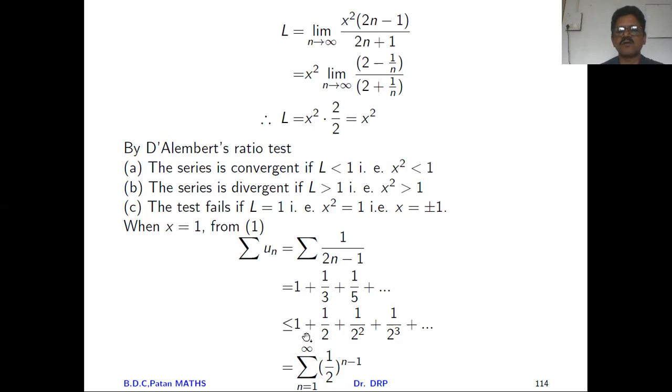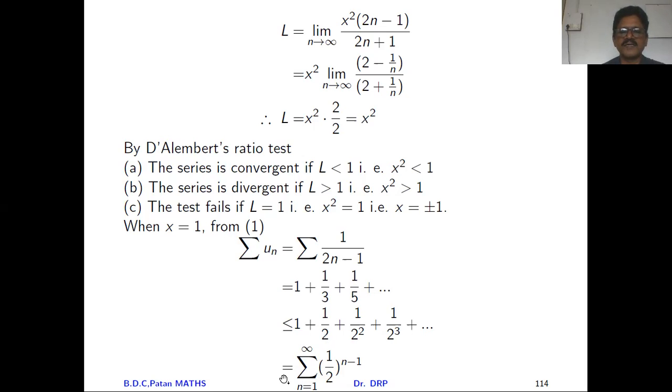And this is less than or equal to 1 plus 1 by 2 plus 1 by 2 square plus 1 by 2 cube plus so on. So we can write this, because 1 by 3 is less than 1 by 2, 1 by 5 is less than 1 by 4, and so on. So this is a geometric series with common ratio 1 by 2.